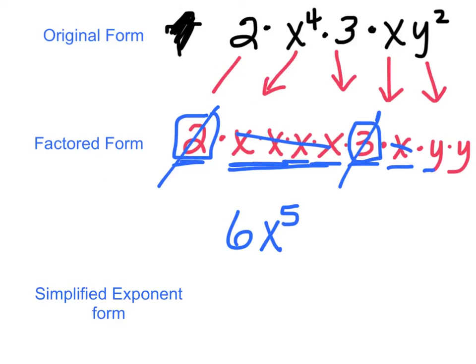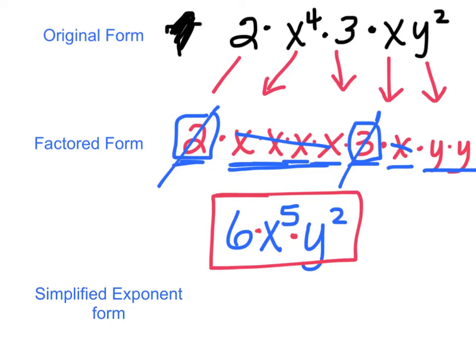And now my y's, y times y is the same as y squared. So again, it's like there's a dot there for timesing, but you don't really have to write that. So my simplified answer is 6x to the 5th, y squared. Now if I told you what x was, you could plug it in right here and work that out. And if I told you what y was, you could plug that in, work it out, and you would get the answer.